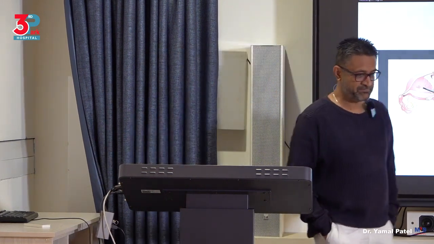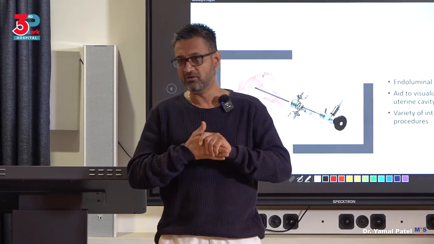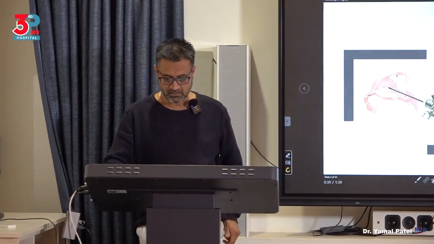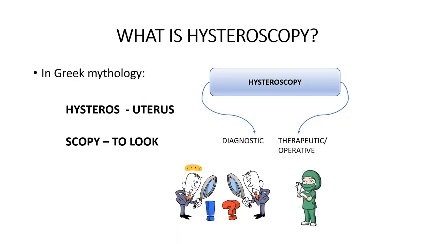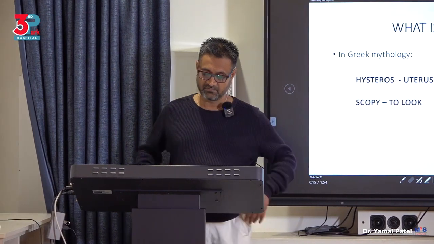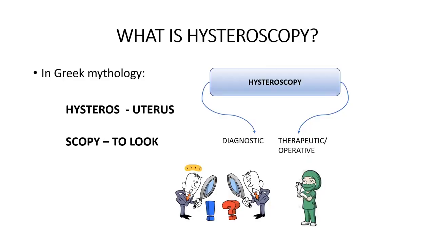And it may be a short procedure, but it's a much more dangerous procedure in terms of what can happen. Complications are much higher with hysteroscopy if we are not careful. So, what is hysteroscopy? Well, hysteros stands for the uterus, scopy stands for looking, and therefore it is trying to look at the uterine cavity from the inside. We have both diagnostic hysteroscopy and we have therapeutic or operative hysteroscopy.